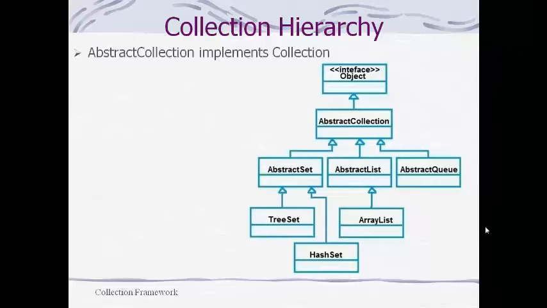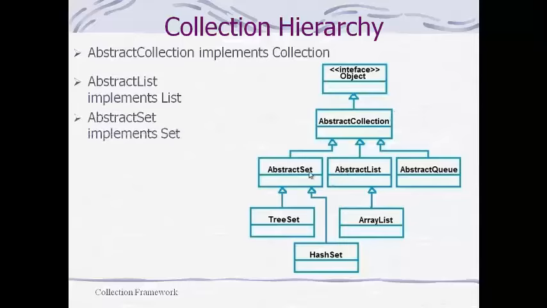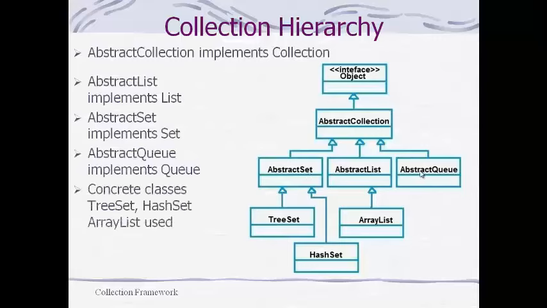Abstract collection class implements the collection interface. The abstract list implements list, and abstract set implements set, and abstract queue implements queue. The concrete classes are tree set, hash set, array list, extending the appropriate classes, which can be used for storing objects.